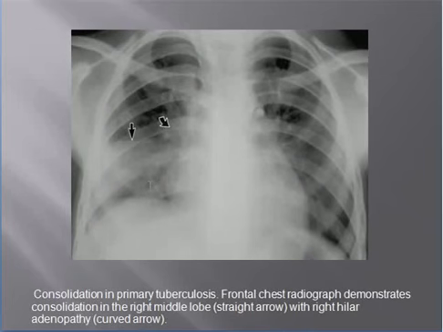Now this is a typical X-ray. Consolidation in primary pulmonary tuberculosis. Frontal chest radiograph demonstrates consolidation in the right middle lobe, depicted by the straight arrow, with irregular hilar lymphadenopathy, and this is depicted by the curved arrow.